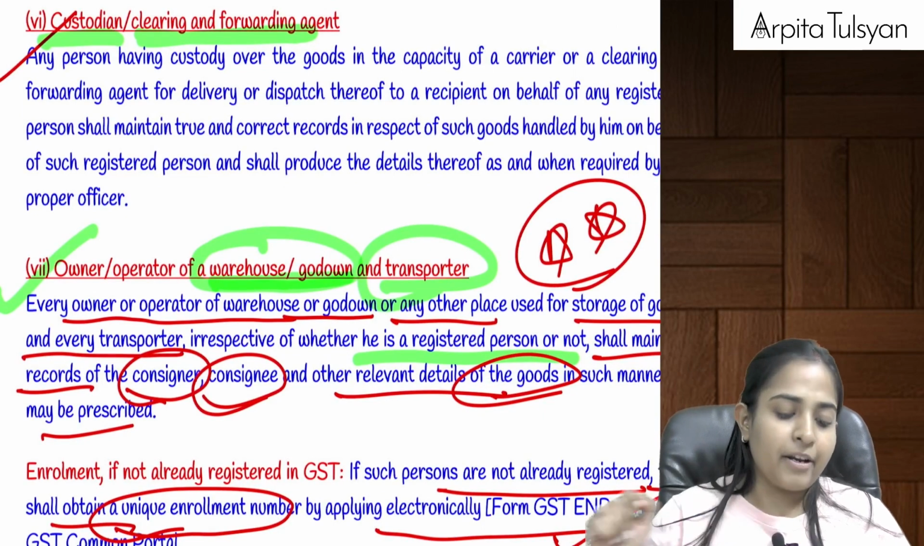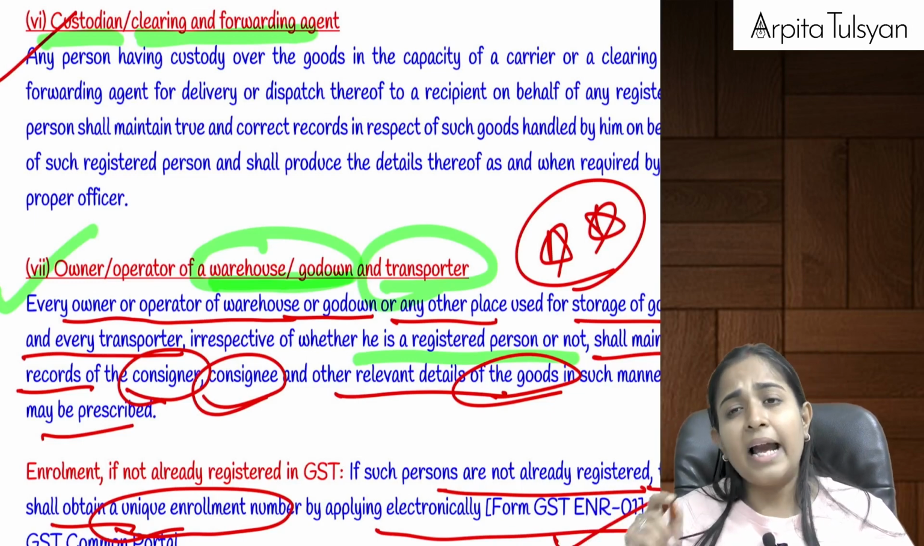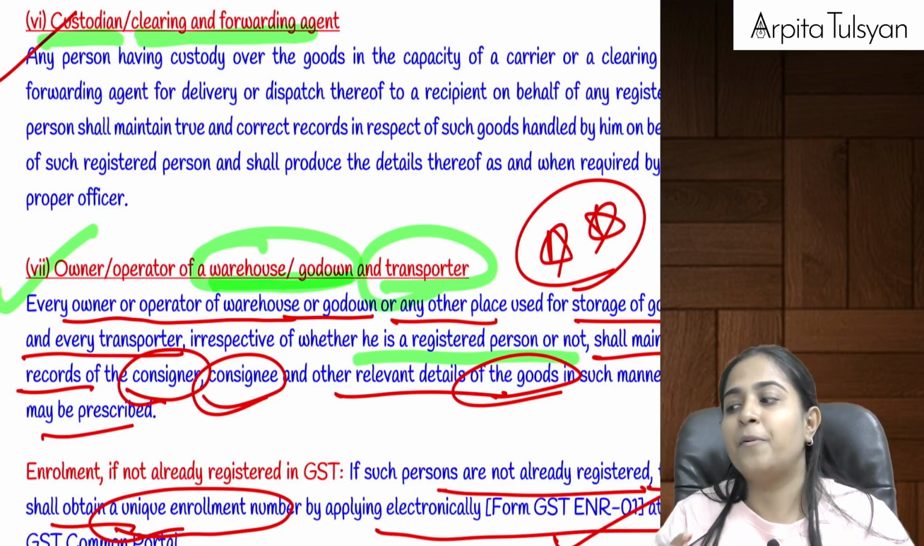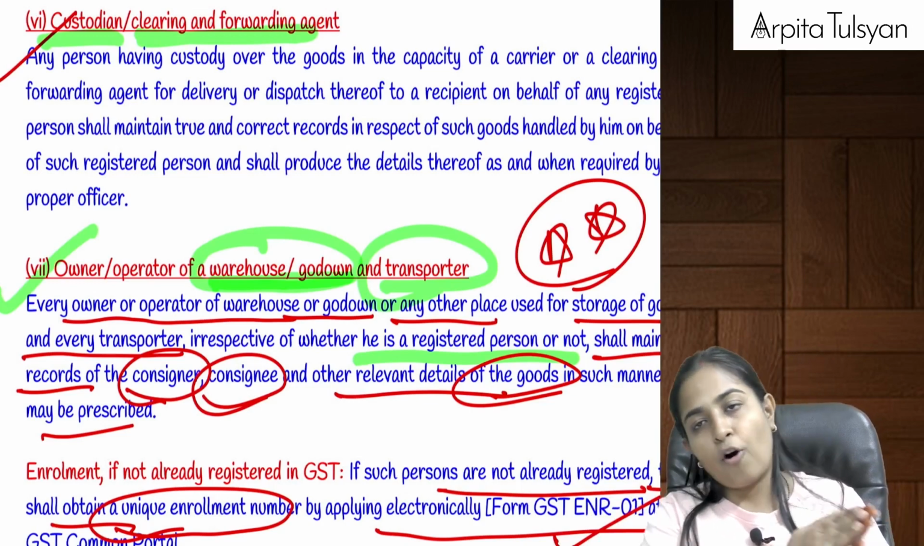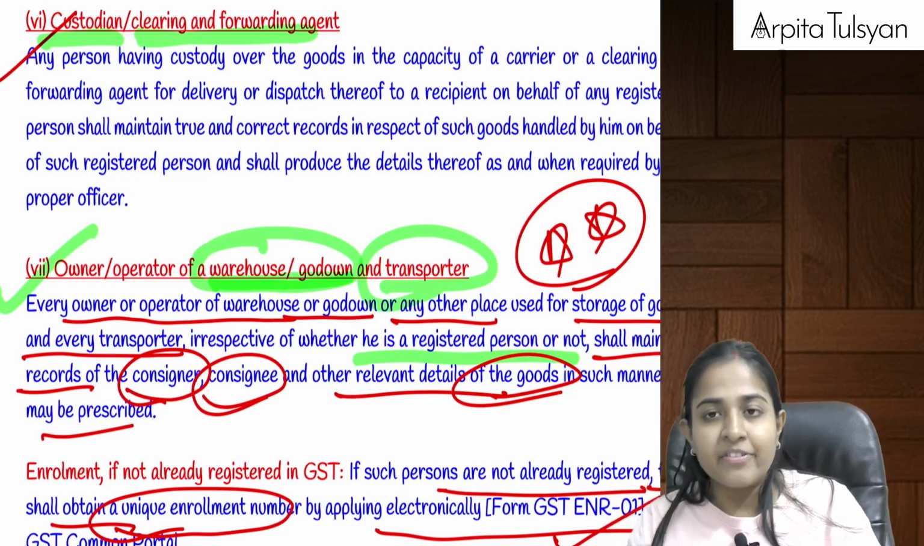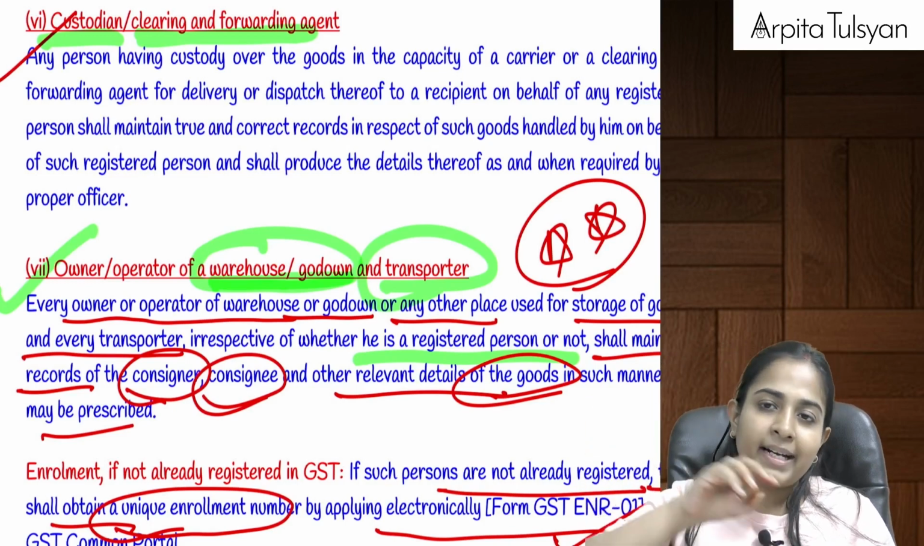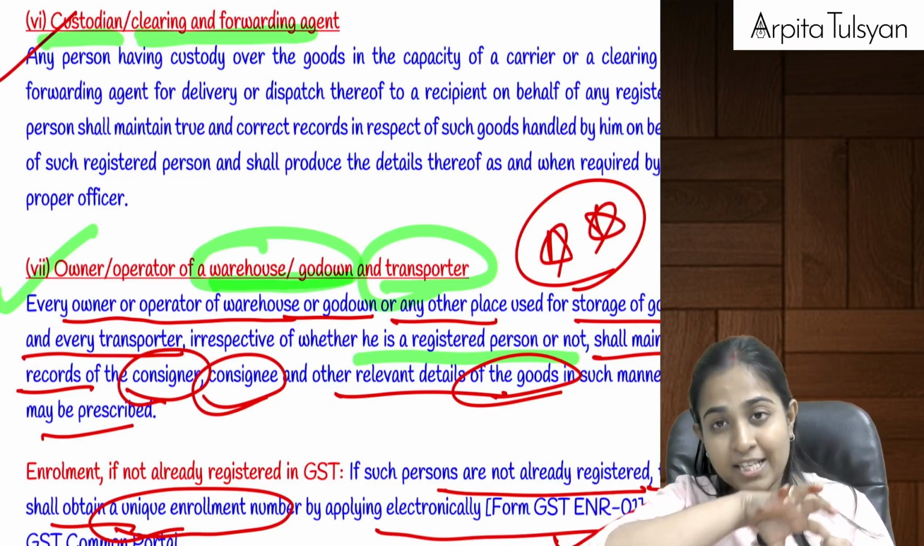Then similarly, for a custodian and clearing and forwarding agent, he is a person who is handling the goods. So he will have to maintain the details of all the goods that he has received, then the goods that he has supplied, the goods that he has disposed of, the goods which have gone from his hands.